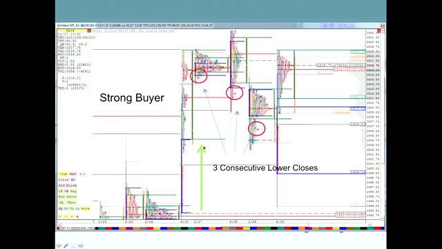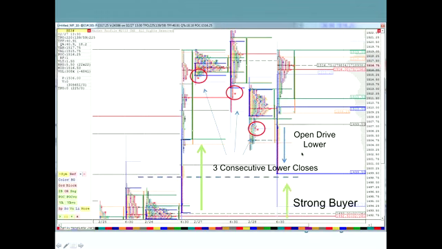We have a strong buyer, but 3 consecutive closes, 3 sessions, lower closes every single session. Oh, it just happened by chance. Of course not. Of course not. And then we come down here and it shoots up higher. And we have what's known as an open drive lower, as if to put salt on the wound. And then the strong buyer decides to protect the territory right here. They come in, and it changes the dynamics of the day completely.